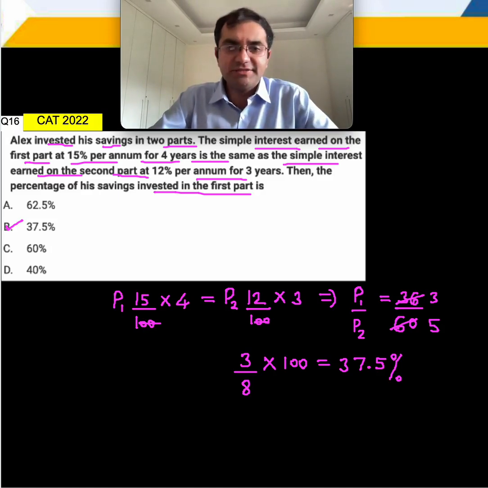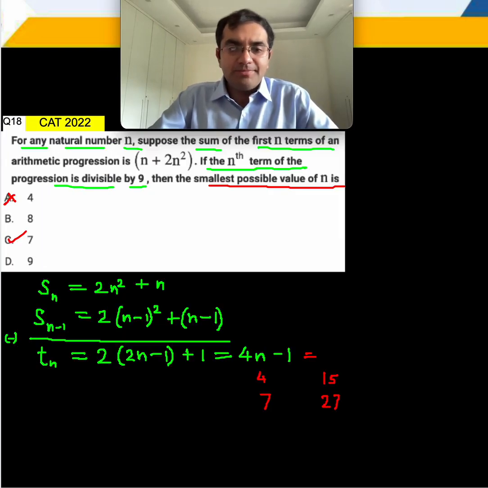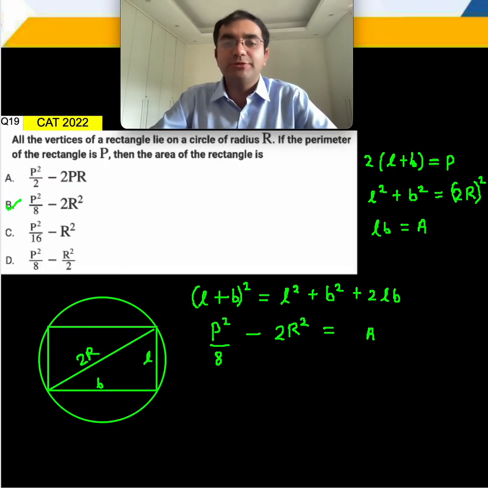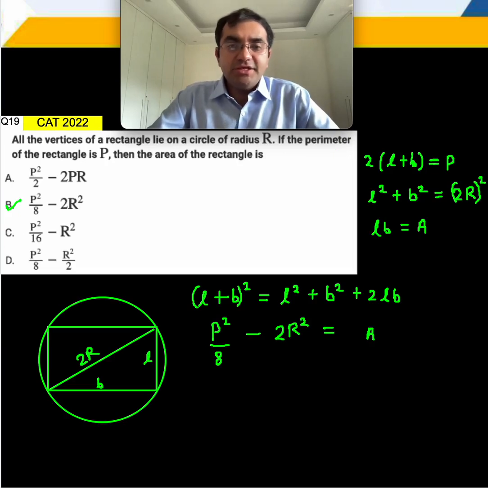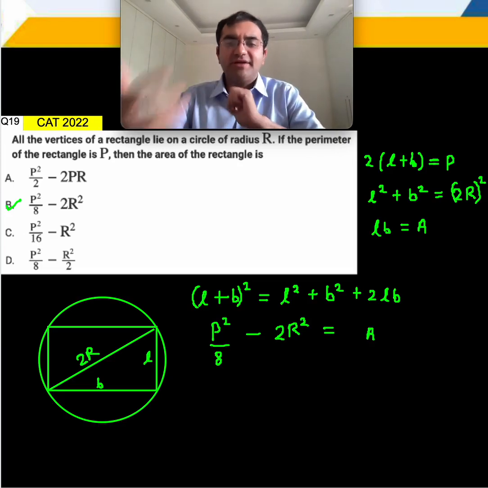Very easy SICI question. Tough question from Venn diagrams with maxima minima. This was a tough question from sequence and series. You needed to know that Sn minus Sn minus 1 is equal to Tn. This was a question from geometry, but it was using geometry and circles and rectangles, everything.